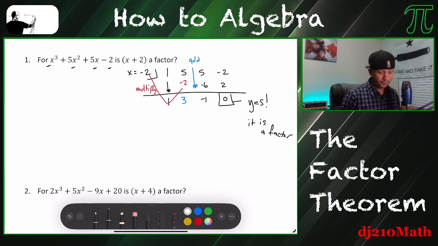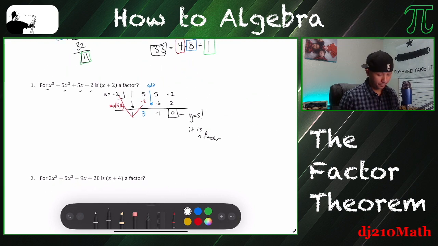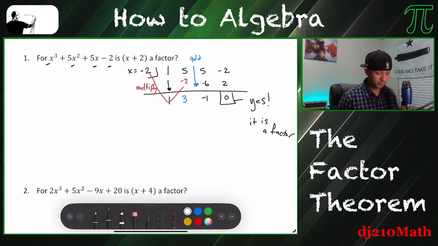Now, if we wanted, we could find the other zeros if there were other zeros. But I think for the purpose of this video, we can leave it at that, right? Is this a factor? Yes, it is a factor, mainly because the remainder was 0.